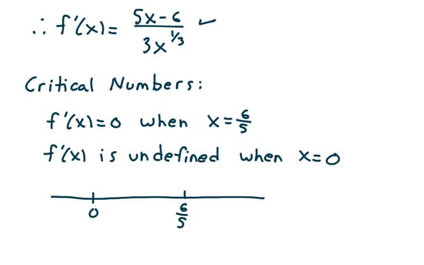So f prime of x is 0 when x equals 6/5. Basically, I set the denominator equal to 0 and solve for x. And f prime of x is undefined when x is 0.